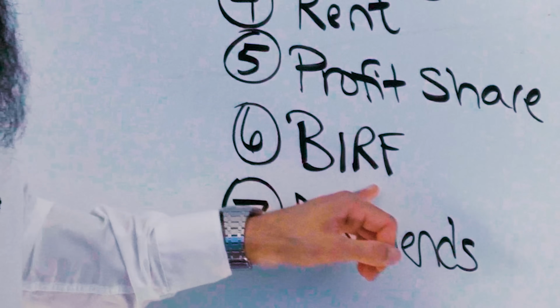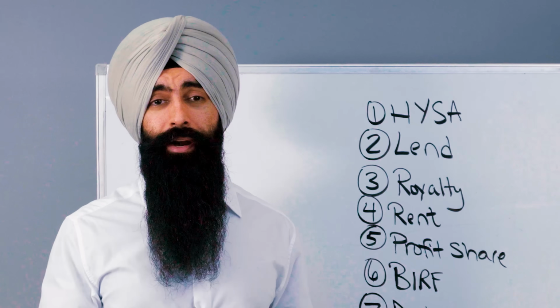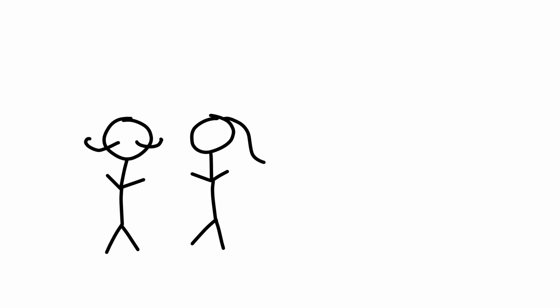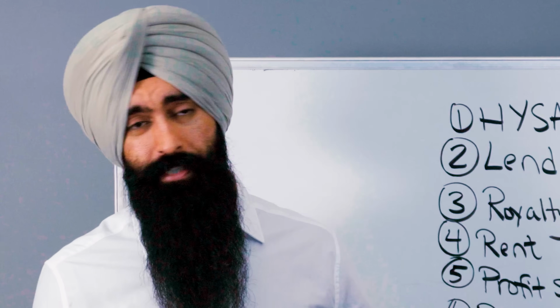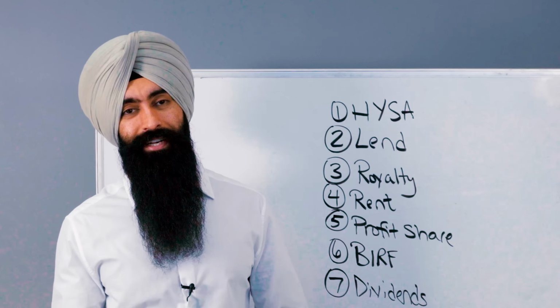Number 6 is what I call BIRF. Be born in a rich family. If you're born in a rich family, well now you can just ask your parents to give you some free money. Not probable for most of us. And then number 7 are dividends.